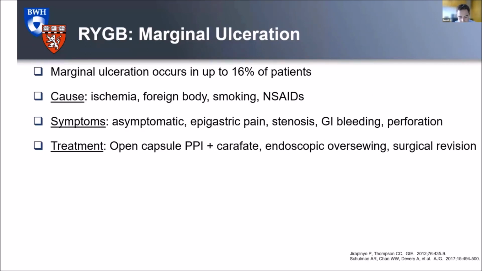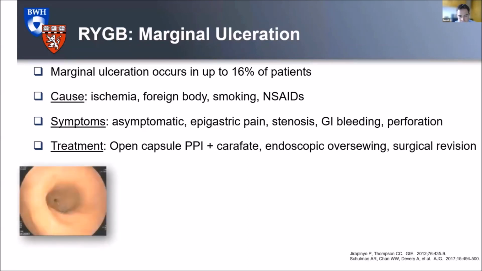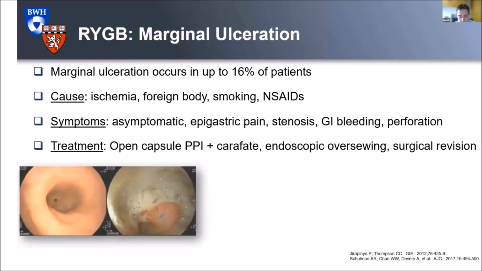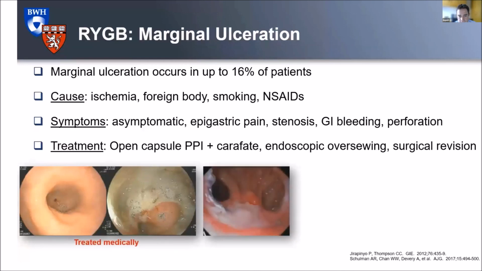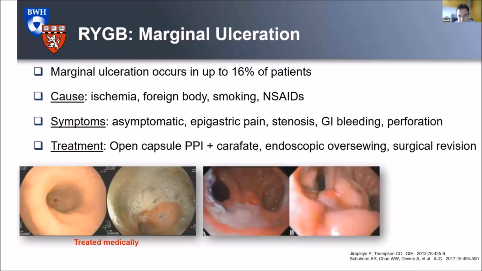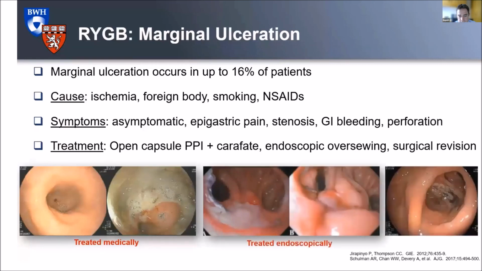Patients may be asymptomatic or they may have symptoms. For example, this patient of mine presented with GJA stenosis. When I traversed the stenosis, I saw a hemicircumferential ulcer, which was treated successfully with open capsule PPI and Carafate. For recalcitrant marginal ulcer, you may consider oversewing endoscopically. However, if the ulcers are more spread out, like this one on the right, surgical revision should be considered.